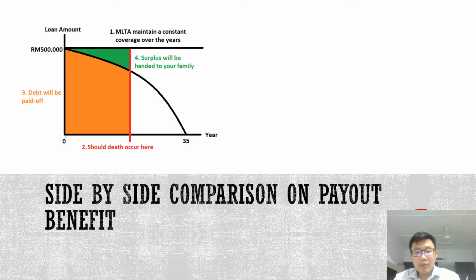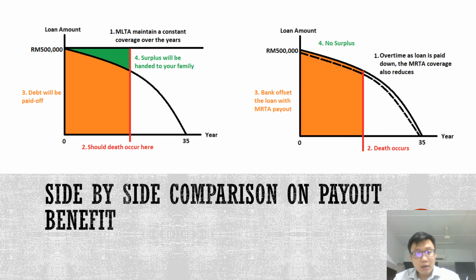So, a side-by-side comparison on a payout benefit. So we look into the slide here. You can actually tell that there is no surplus being paid for MRTA at the right hand side, whereas for MLTA at the left hand side, if death were to occur somewhere in the middle, there will be a surplus paid to your family, and on top of that, the balance is used to pay off the outstanding loan.